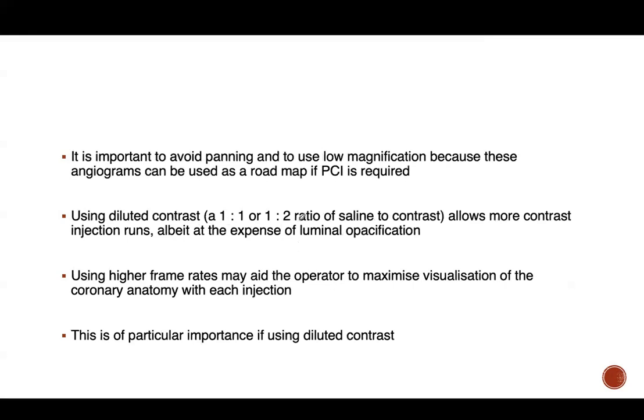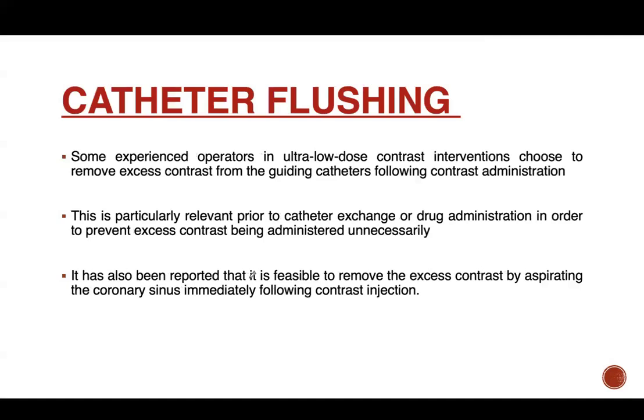Also, it is important to avoid panning and to use low magnification, because the angiograms can be used as a roadmap. Use diluted contrast; you can use either a 1:1 or 1:2 ratio of saline to contrast. This allows more contrast injection runs, but it will be at the cost of less luminal opacification. Use higher frame rates, which may help the operator maximize visualization of the coronary anatomy with each injection. This is of particular importance if using diluted contrast.